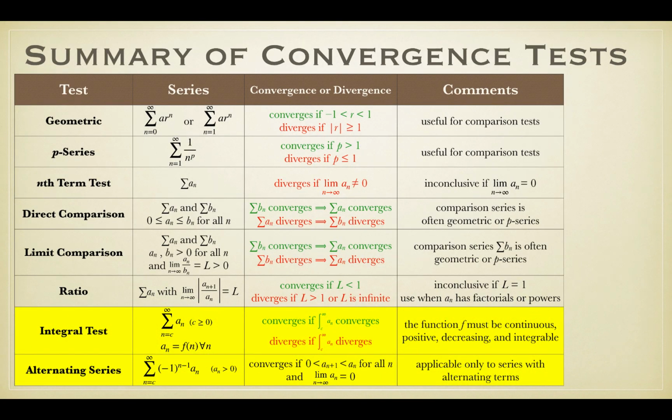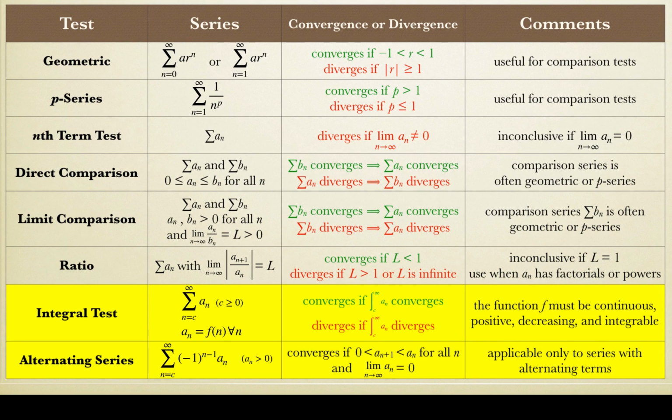All right, so this is our final summary of my convergence tests. I've looked at all of the tests that we need to know for this unit, and I've added the last two in there, the integral test and the alternating test. So feel free to copy this down, take a picture of it, whatever you need to do. We will need to know all 8 of these.